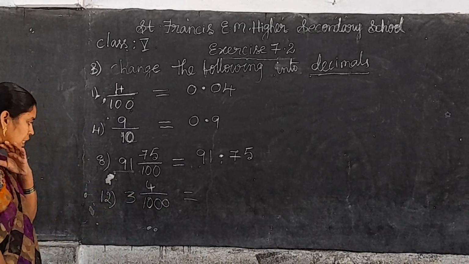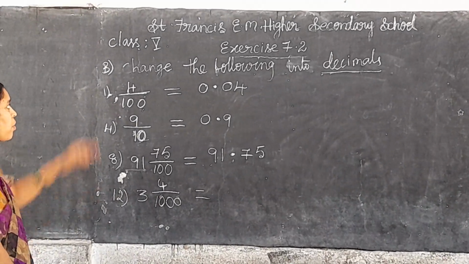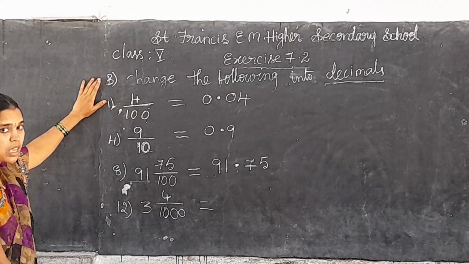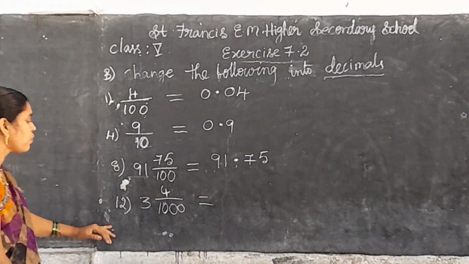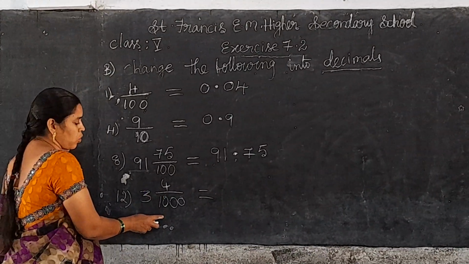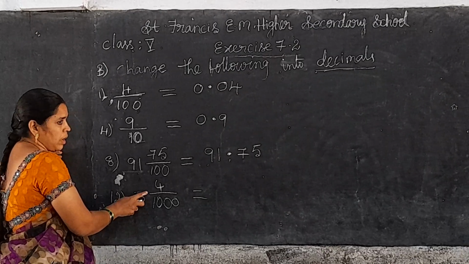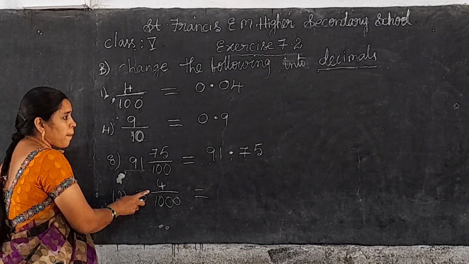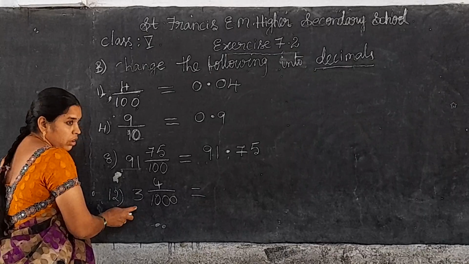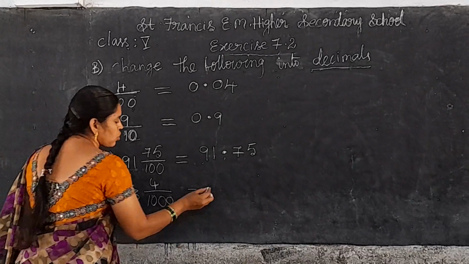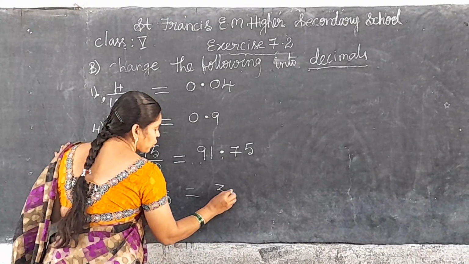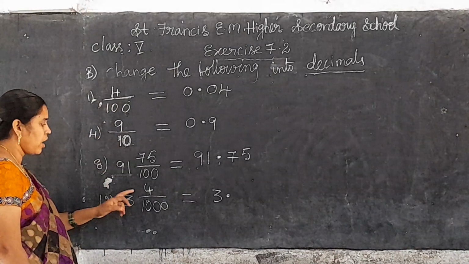Now 3 4/1000. This is the 12th sum in this exercise, B Roman. 12 sums are there. Out of 12 I am going to explain 4. 3 4/1000. 3 is a whole number. Where will the point come? After the whole number. So after 3, you should put a point.